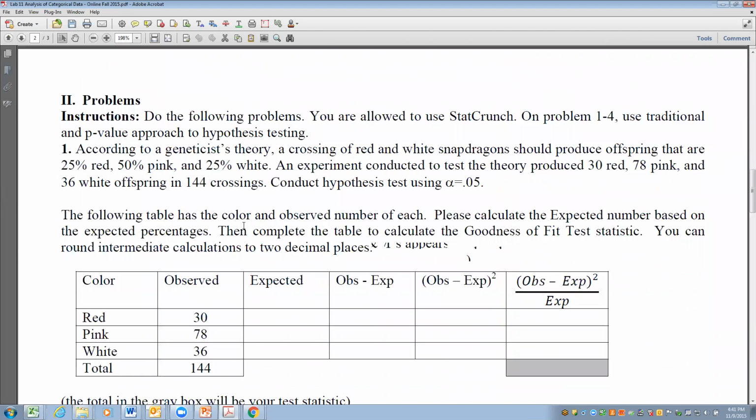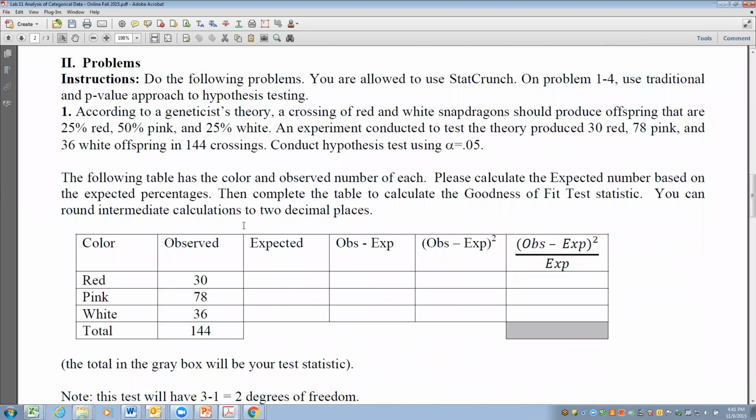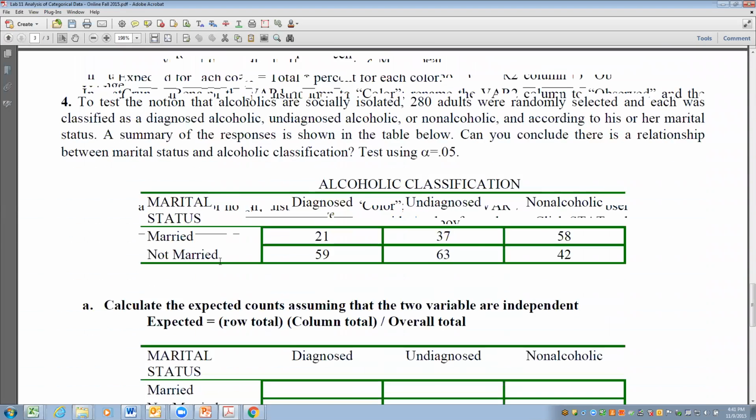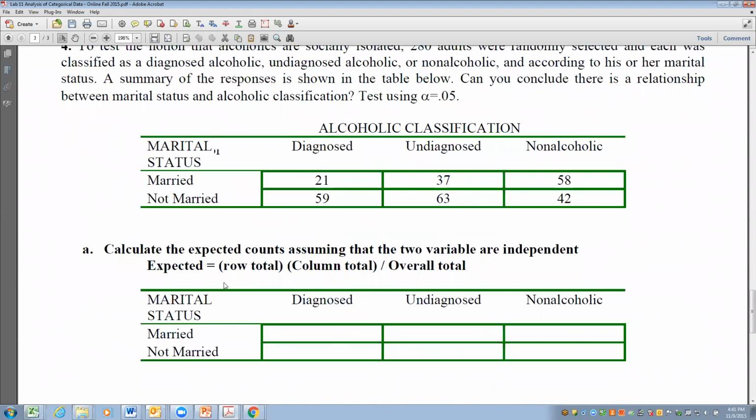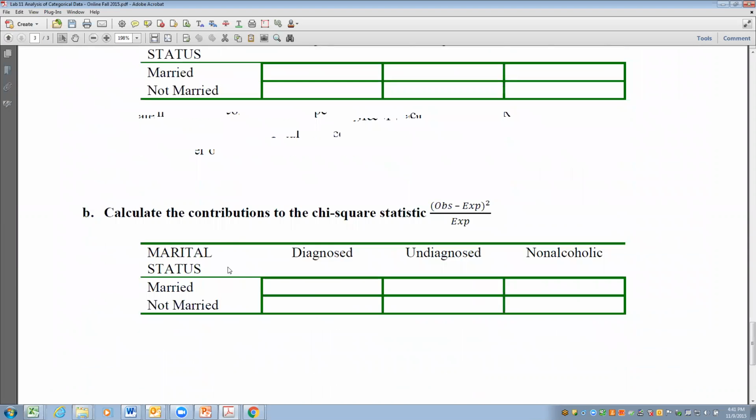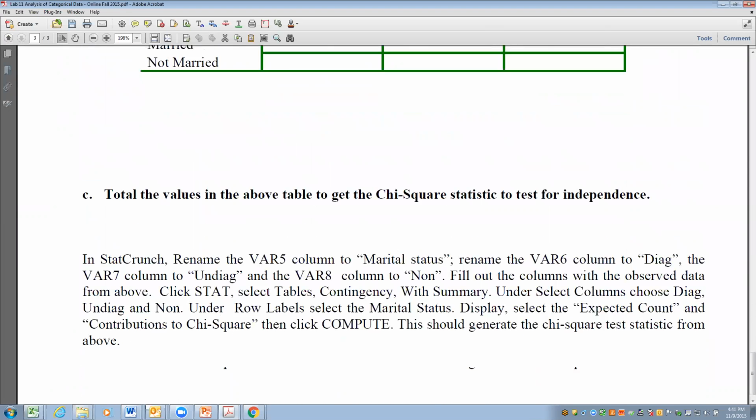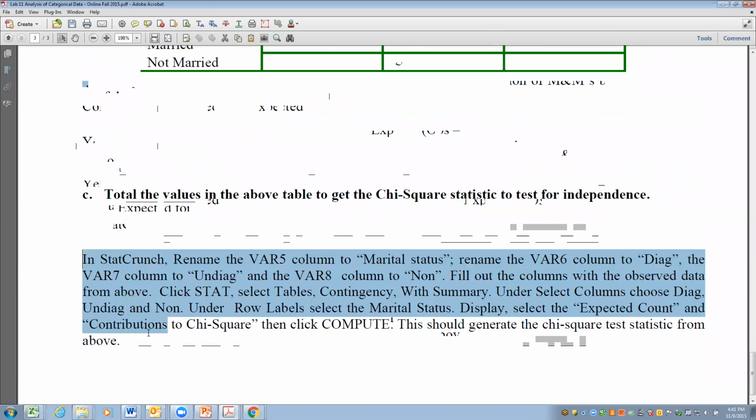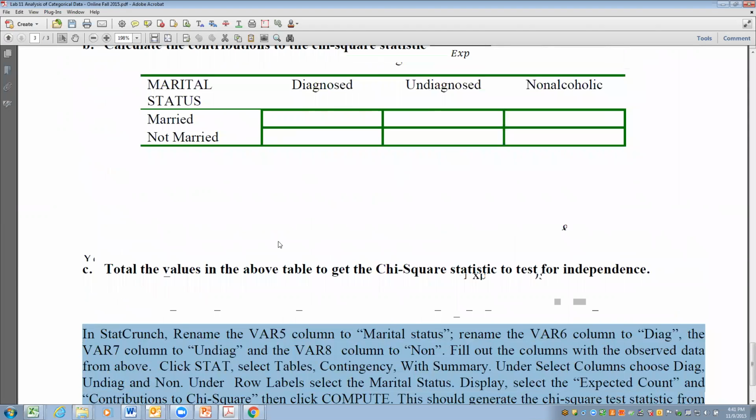The other 2 problems are just hand calculation problems. One is a goodness of fit problem. The other is a test of independence, leading you through the calculations as before. In both of them, I also give information on how to use StatCrunch so that you can verify the answers that you've put in here.